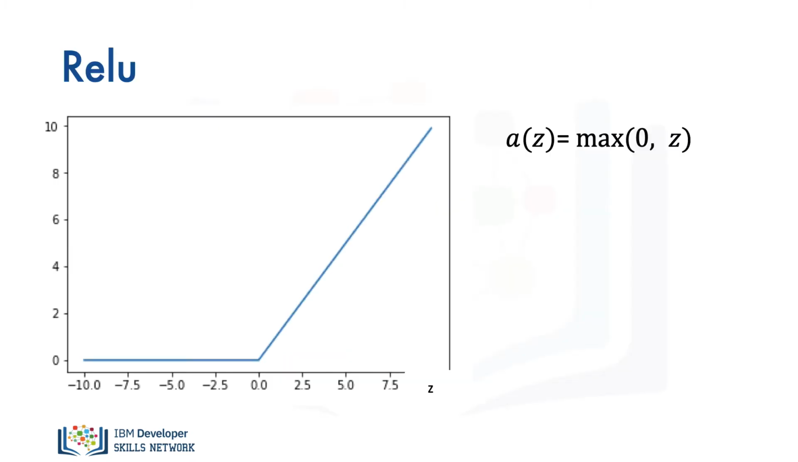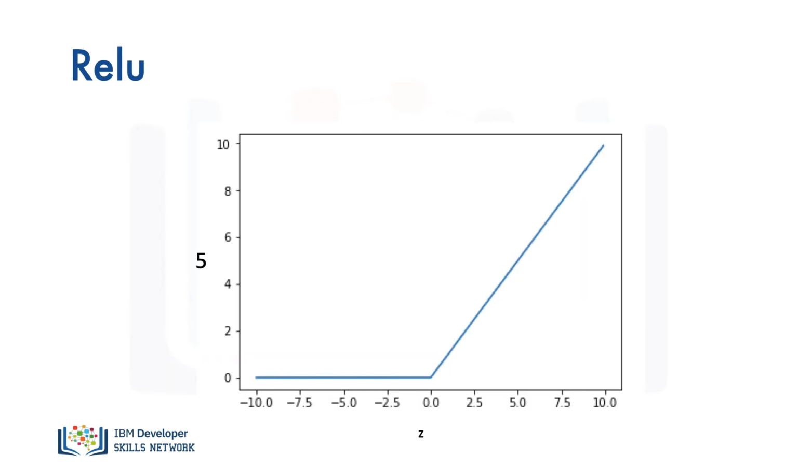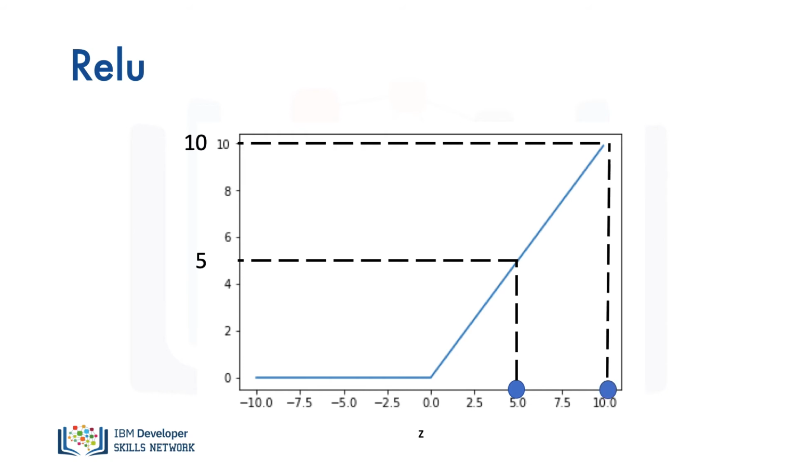Our final activation function is the rectified linear unit function, or ReLU function for short. The value of the ReLU function is 0 when its input is less than 0. If the input z is larger than 0, the input of the function will equal its output. If the input z equals 5, the output equals 5. If the input z equals 10, the output equals 10. Otherwise, it will equal 0.